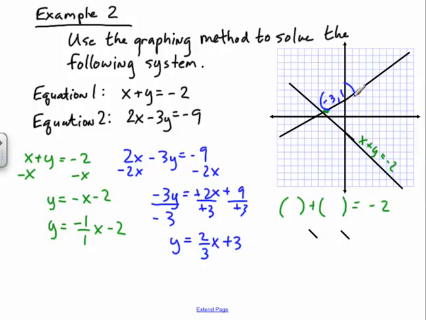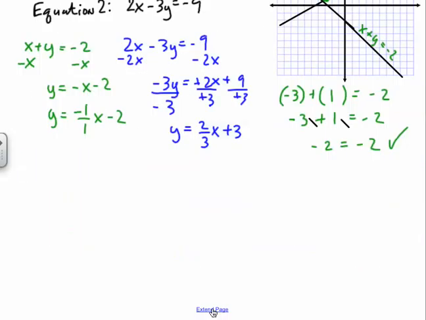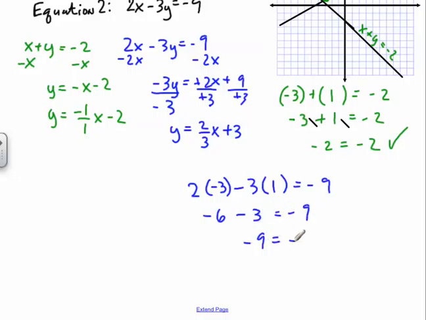So we'll do -3 plus 1 equals -2. Now that's true. -2 equals -2. Beautiful. Let's try this next equation. It's going to be 2 times x minus 3 times y equals -9. Let's plug those in so that we get -3 and 1. That's going to be -6 minus 3 equals -9, and that's true too. -9 equals -9. Alright? So that's also true.